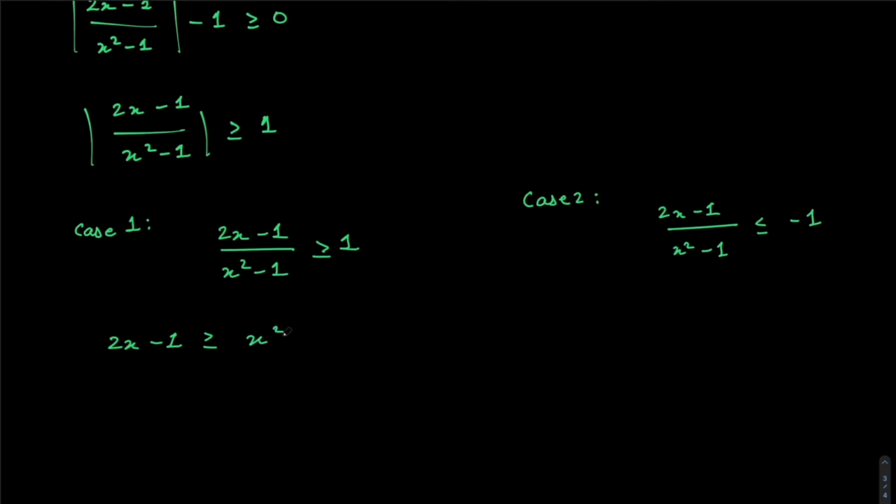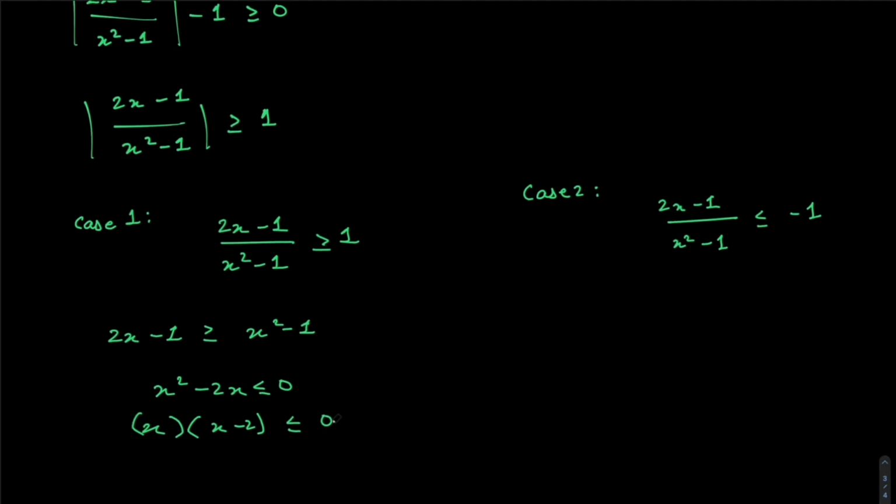So it's going to be x squared minus 1. These two cancel off. So you're going to have x squared minus 2x. If I take it to the side, it is going to be less than or equal to 0. So you're going to have x times x minus 2 is less than or equal to 0.